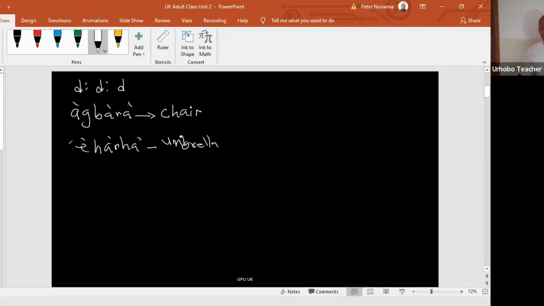Yes, you don't need to cram all these words for now. What you just need is to get the tone correctly. That is the main purpose of this class, to learn how to read Urhobo books. So once you see Urhobo books with those tones, you'll be able to read it comfortably. And then you can know the meaning.